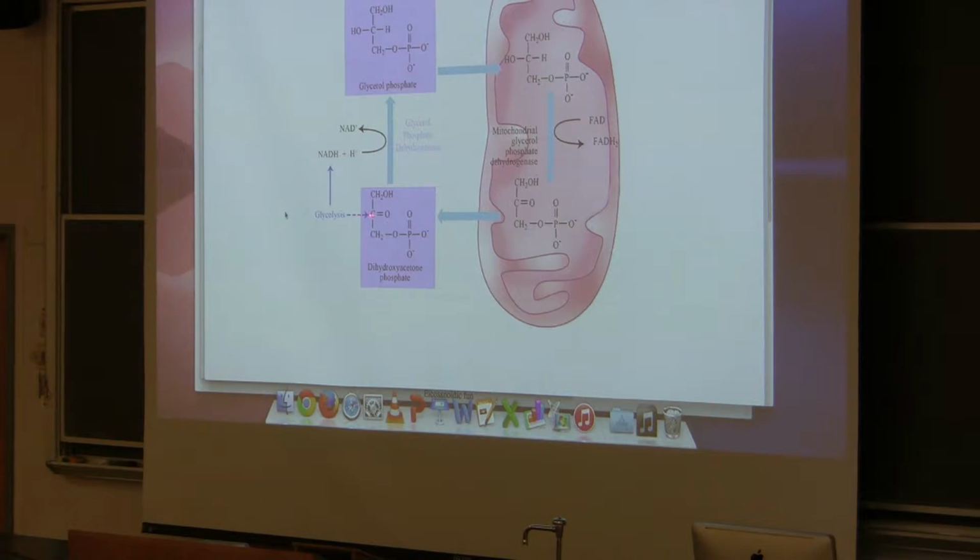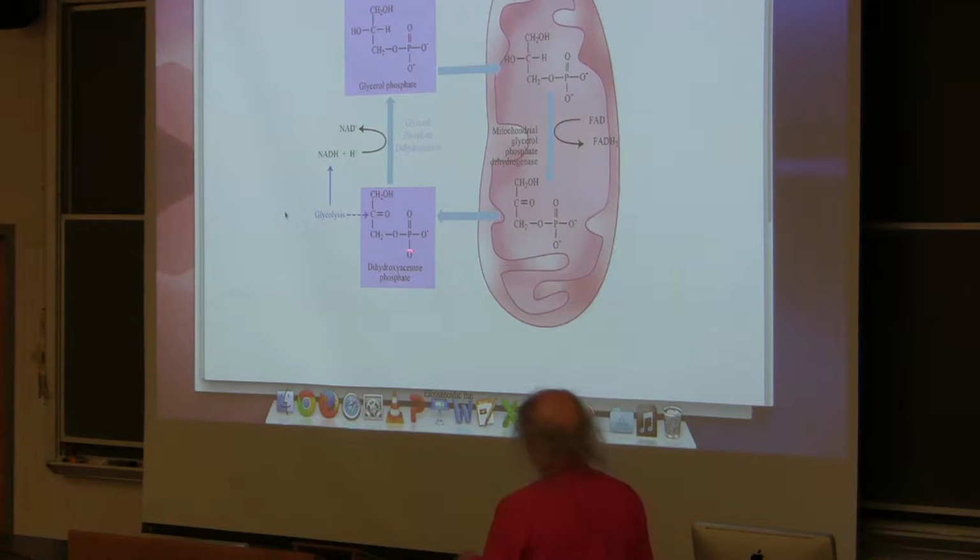Okay? You'll notice this is a ketone, and you'll notice this is an alcohol. That indicates a reduction that has occurred. Well, glycerol 3-phosphate can be moved across the mitochondrial inner membrane via a transfer system that does work. So glycerol 3-phosphate can move in, and when glycerol 3-phosphate moves in, it donates its electrons to FAD to make FADH2 and reestablishes, remakes, dihydroxyacetone phosphate.